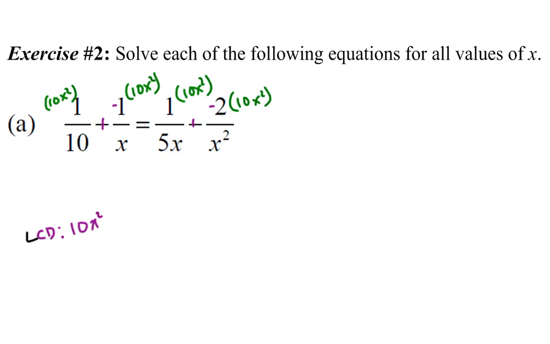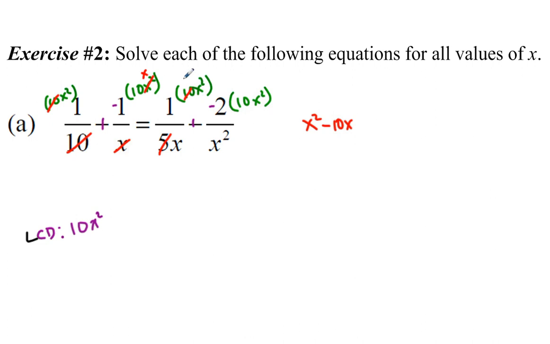Now that we've got our 10x squared, this is the fun part, dividing out to eliminate the fractions. 10 over 10 is deleted. I just have x squared times 1. I'll write that down. x squared over x just leaves an x. So I have a -1 times 10x. That's minus 10x.